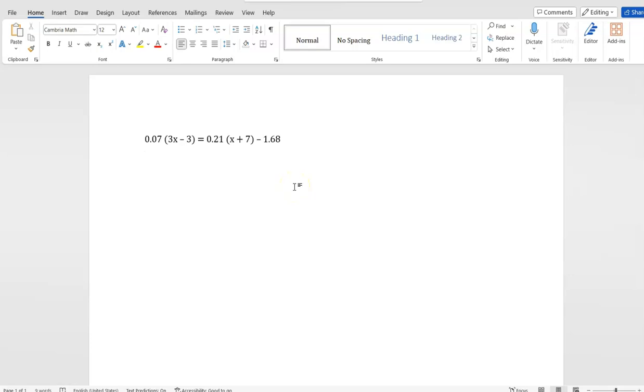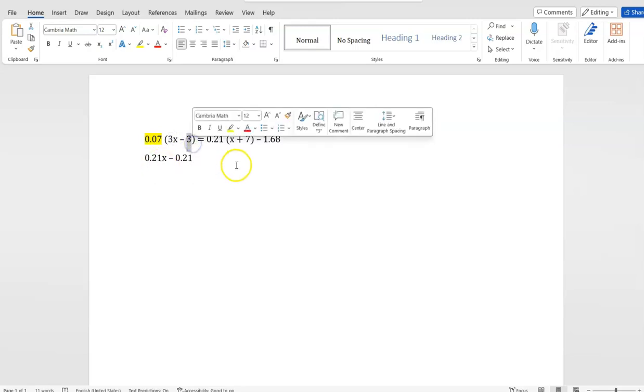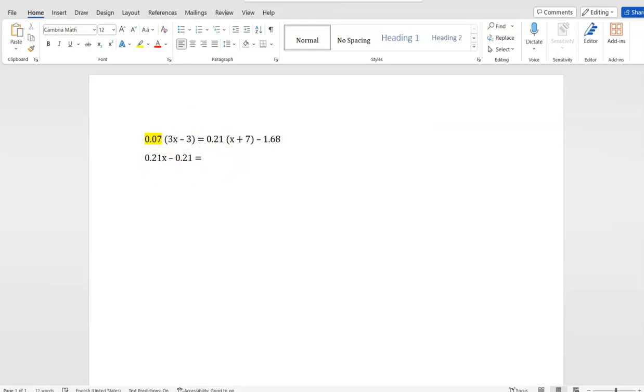So I'm going to take that 0.07 and distribute it. I'm going to do 0.07 times 3, which is 0.21x. And then here we have another 0.21x, because I took this right here and distributed it to both parts of these. Okay, and I'm going to do the same on the other side.